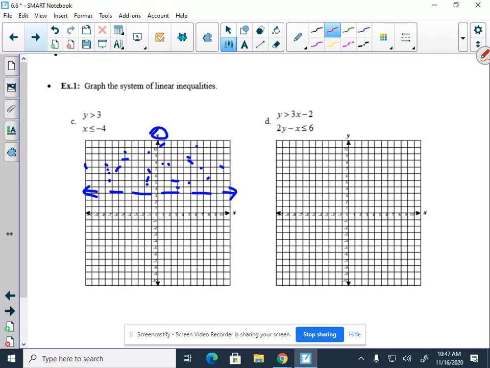An x equal line at -4. It's a solid line because it's got the or equal to. And if x is less, which way should we go? Left or right? Left, so we shade on this side. So what you should come up with is the top left area got shaded twice.